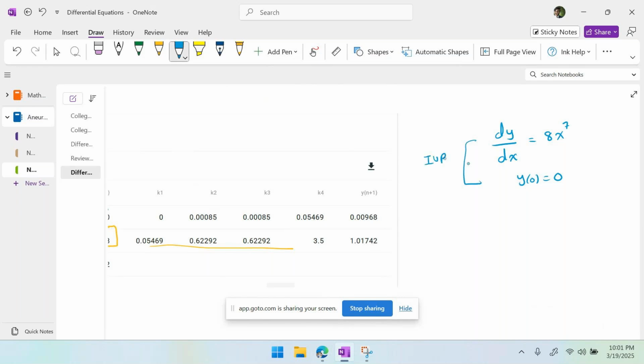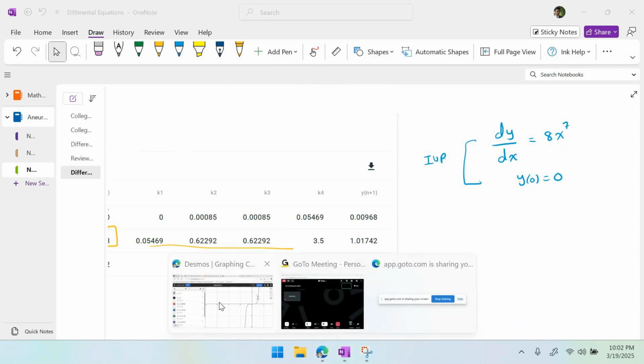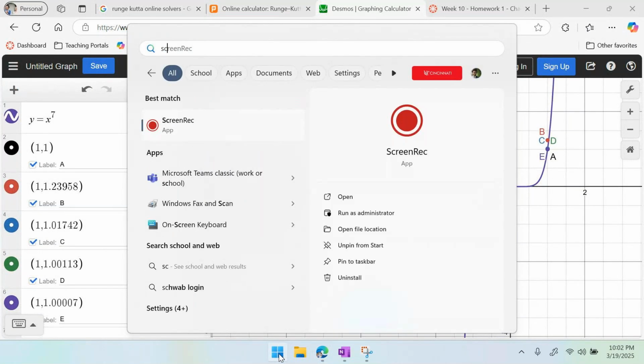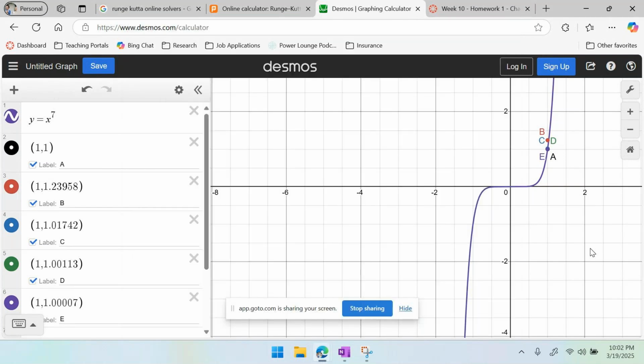This is my initial value problem, and what I want you to do is install a screen recorder on your computer. One that I would suggest is Screen Rec app. It is a free software that you can install, and you can record your screen through this app. And worst case, if you don't want to install this one, just get your phone, hold it in one hand, and record what you are doing on the computer.